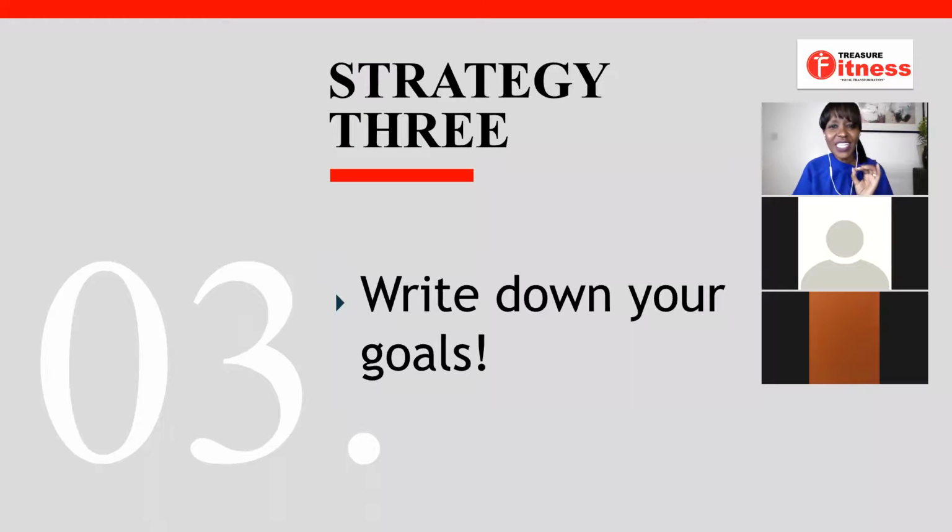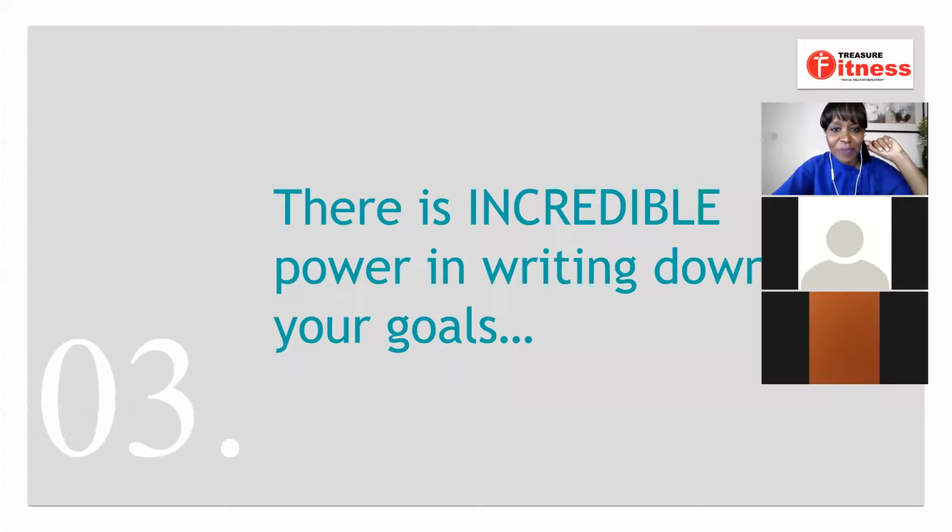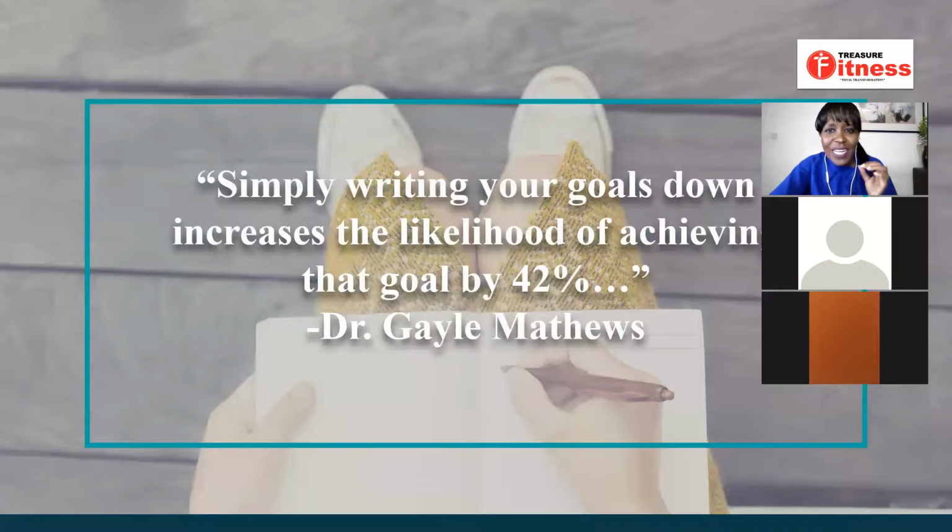And so the next thing, strategy number 3, is I want you to write down your goals. Write them down. Now, you guys know in the beginning, I talked about that 42% number. Do you remember that? I talked about a 42% chance of hitting your goals. It comes down to writing your goals. And I cannot even begin to tell you the power there is in writing down your goals. It is absolutely powerful. Simply writing down your goals increases the likelihood of you achieving your goal by 42%.